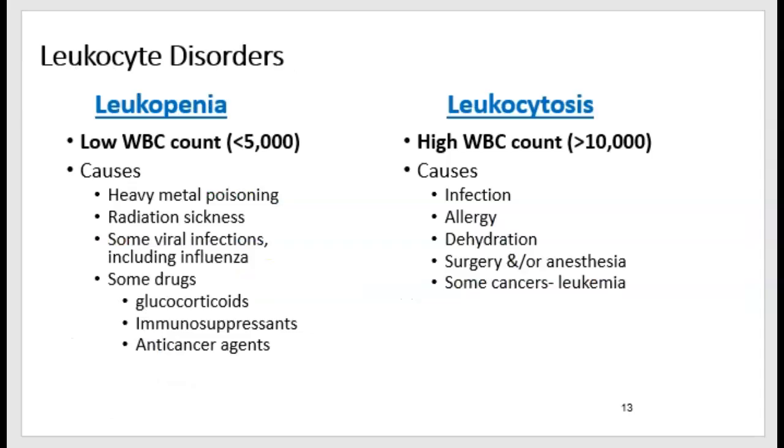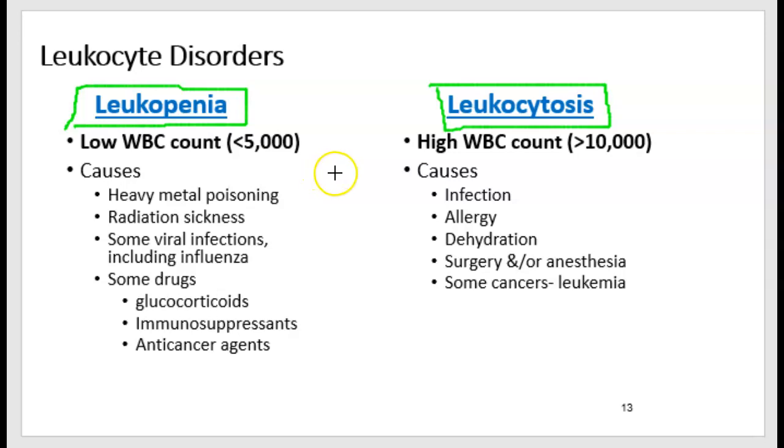Okay, let's look at leukocyte disorders. They're a lot simpler. We know that a normal leukocyte count is between 5,000 and 10,000 cells per microliter. And the term for a low white blood cell count is leukopenia. And the term for a high white blood cell count would be leukocytosis.